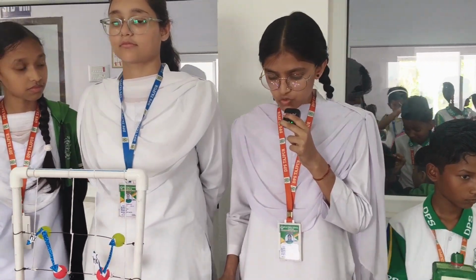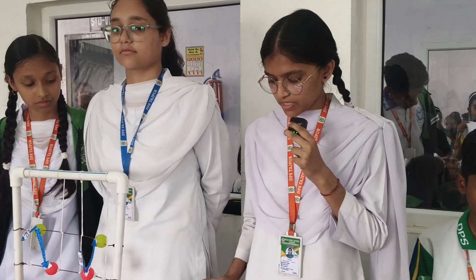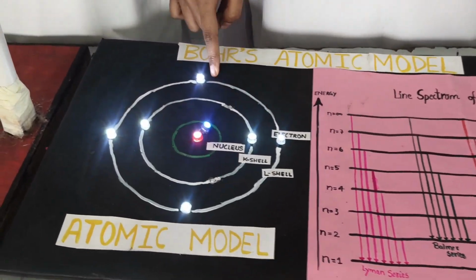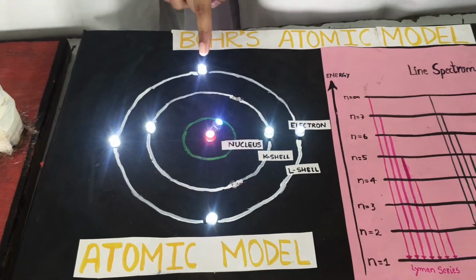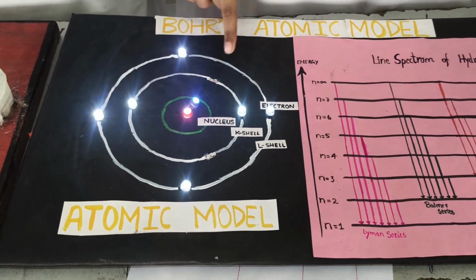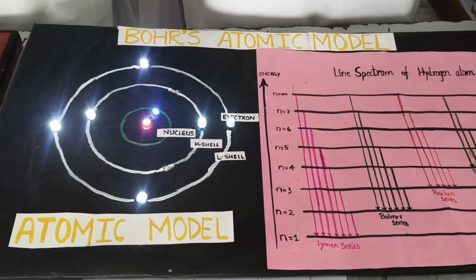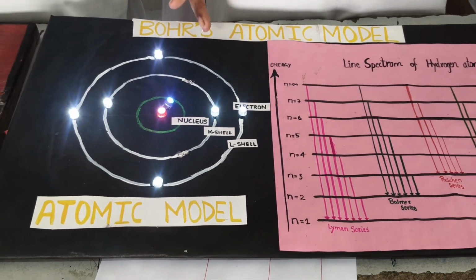I am Sayungita. I am going to explain the advantages of Bohr's atomic model. Bohr's atomic model helped scientists to understand the arrangement of electrons and the emission of light from waves. It also helps us to know about the shells K, L, M, and N. It also helps us to determine the number of electrons present in a shell by the formula 2n square.